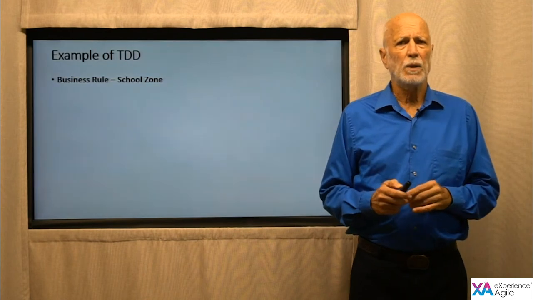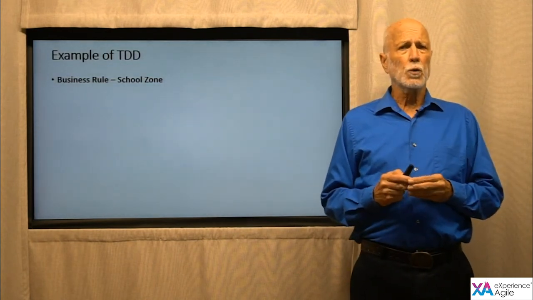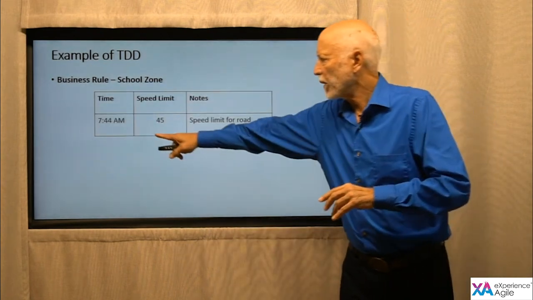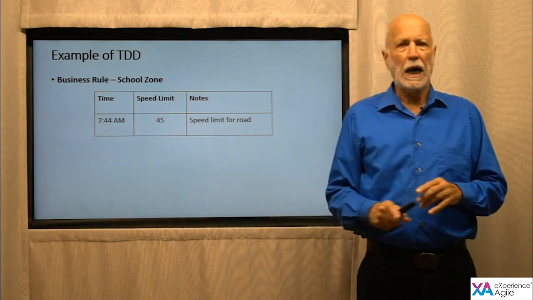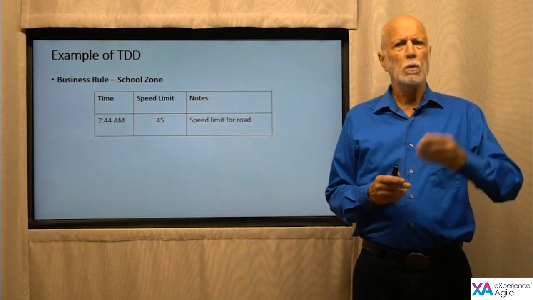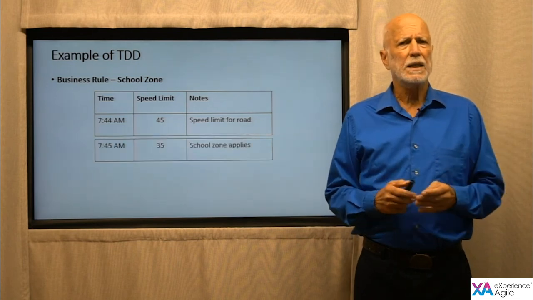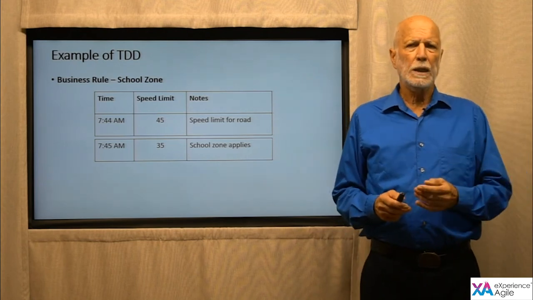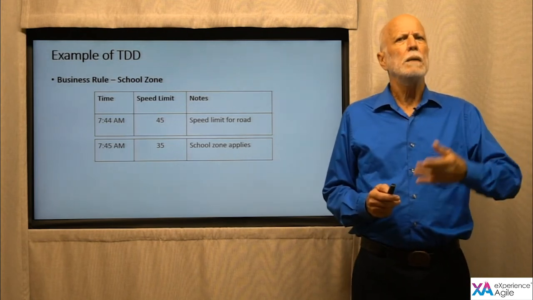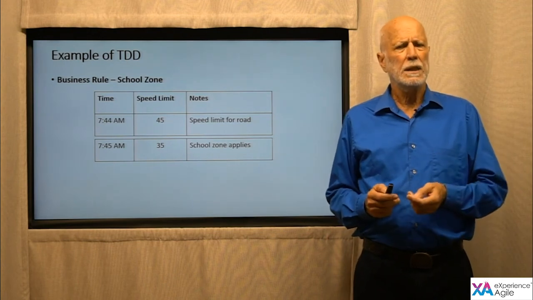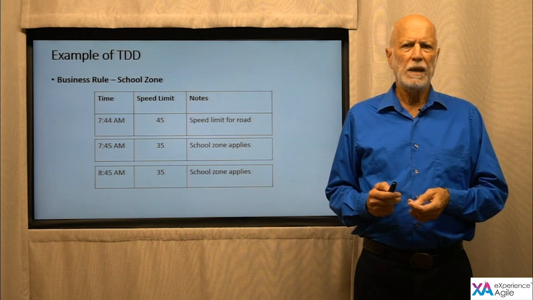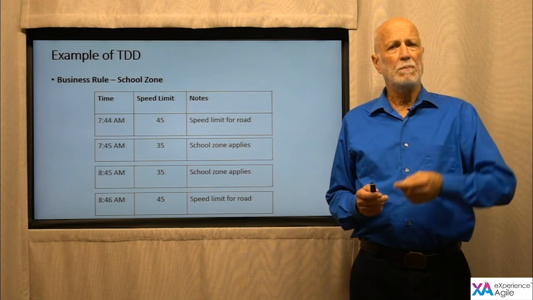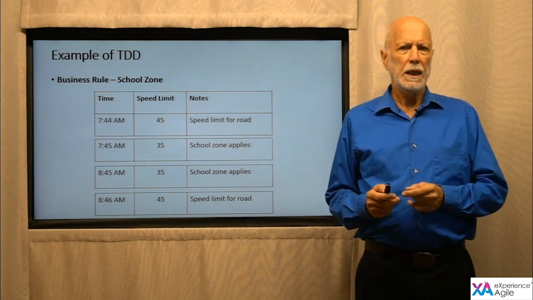Well, let's look at an example here. We have our business rule for the school zone. We came up with some tests. So we take that first test, 7:44 a.m., speed limit 45, and we make sure our code passes that test. And then we take the next test, 7:45 at 35. And we keep altering our implementation as we need to pass each test in sequence. And then, of course, we'll do more and more tests, a whole sequence of them. And now we have an implementation developed by TDD.